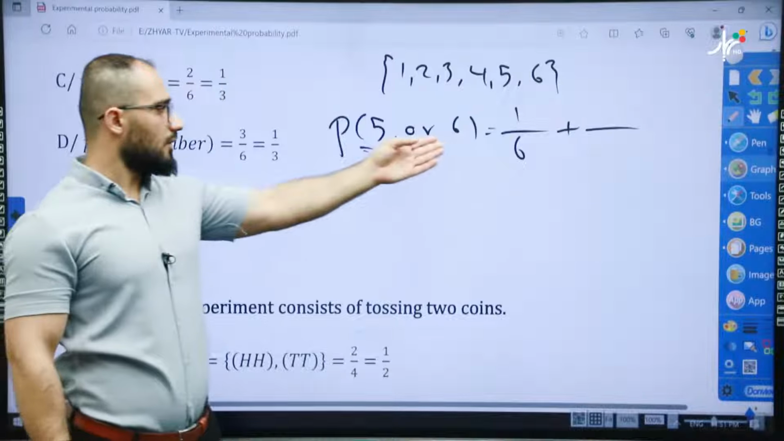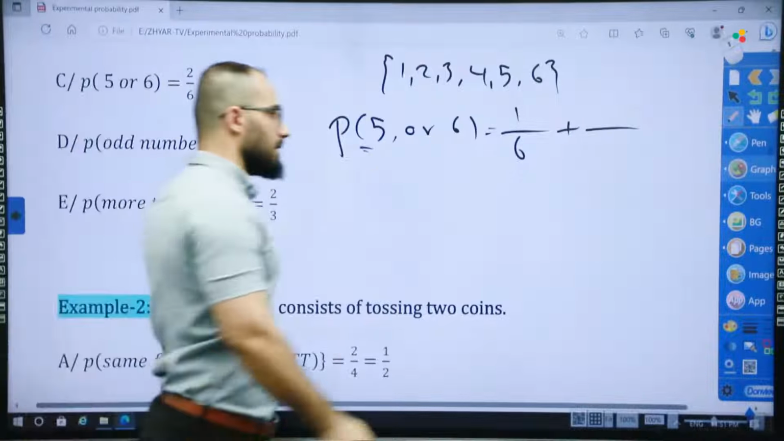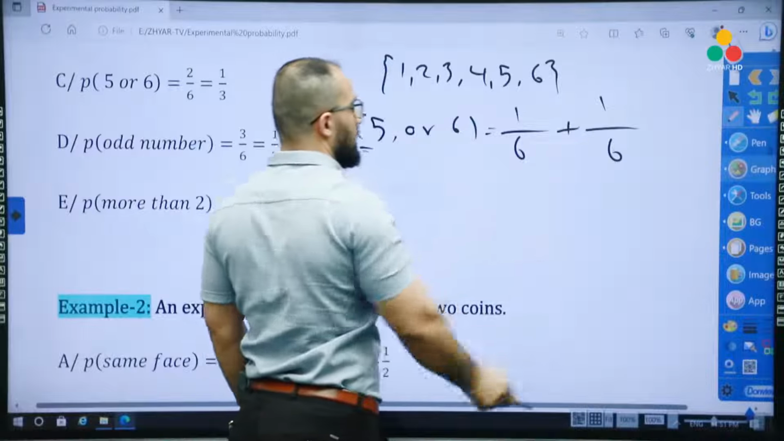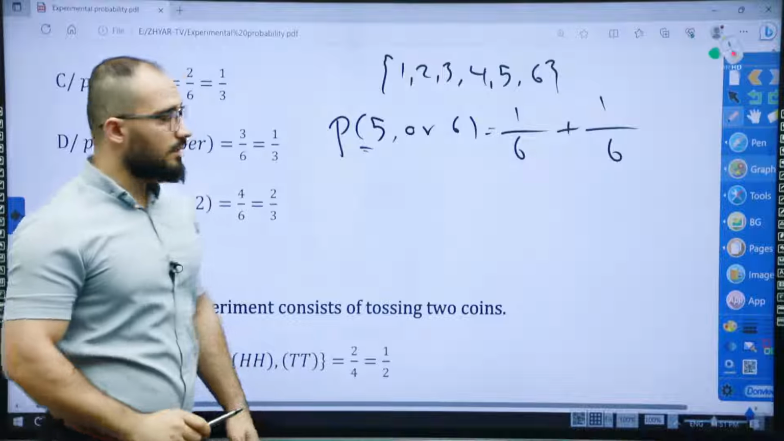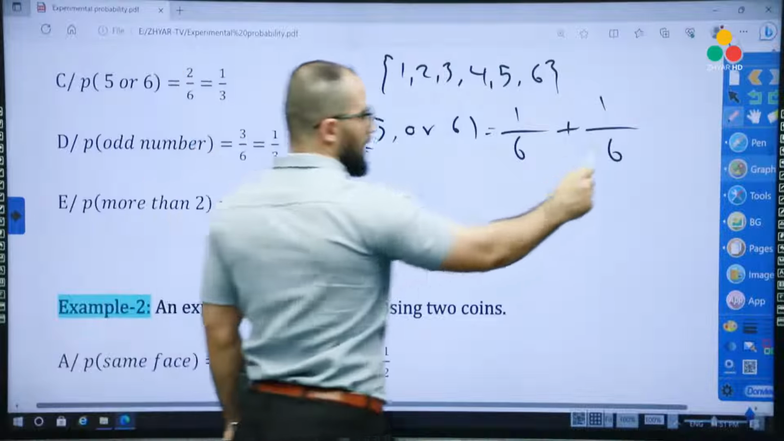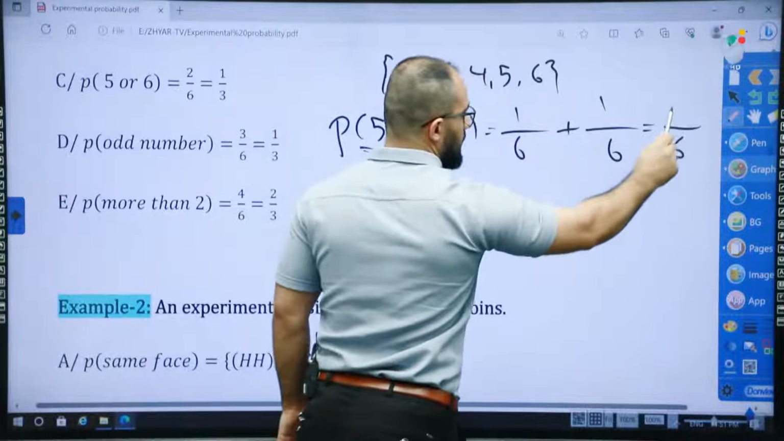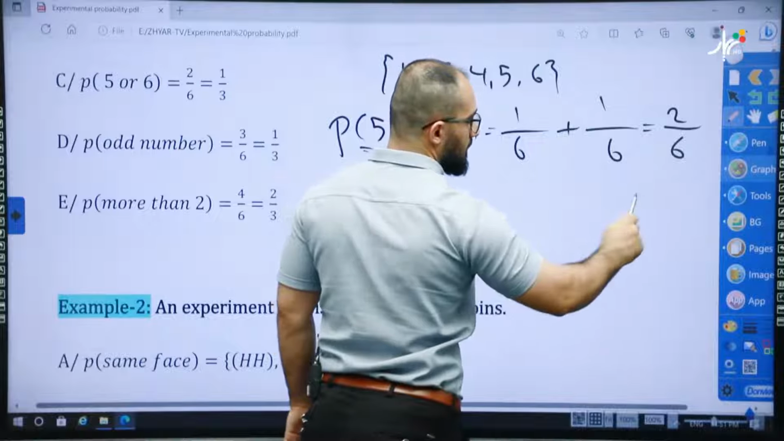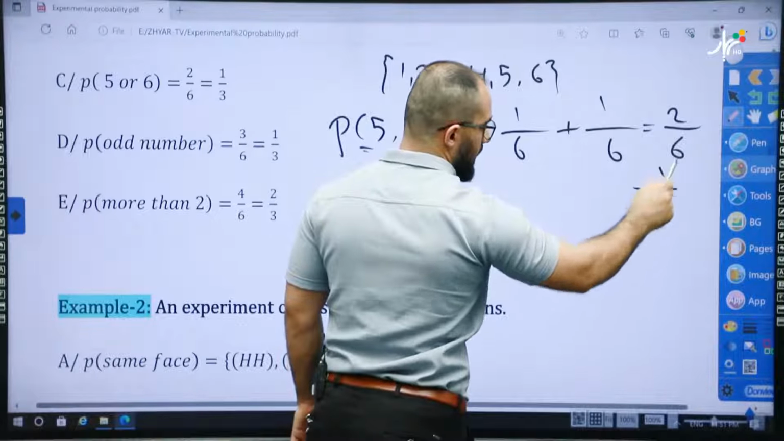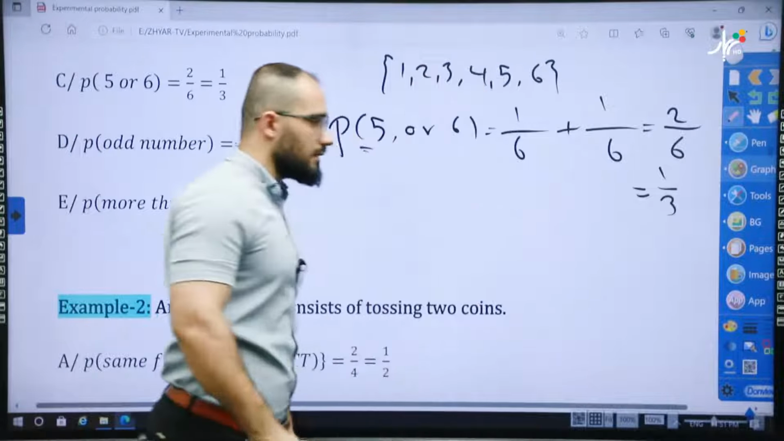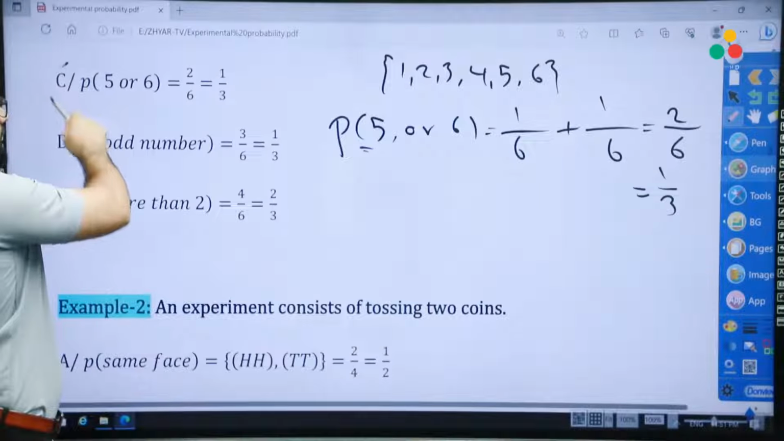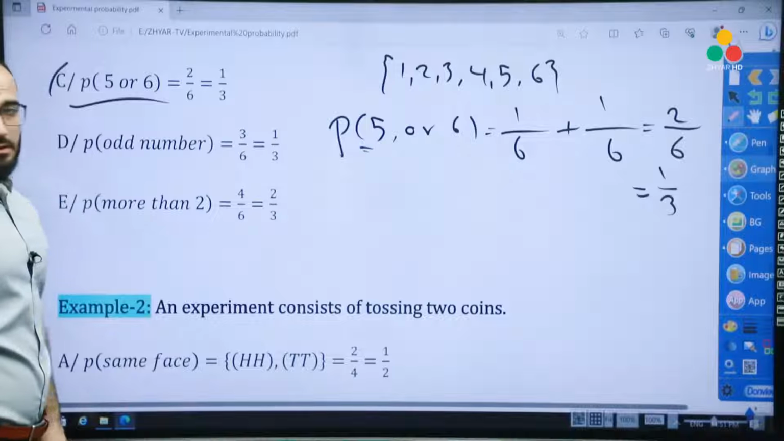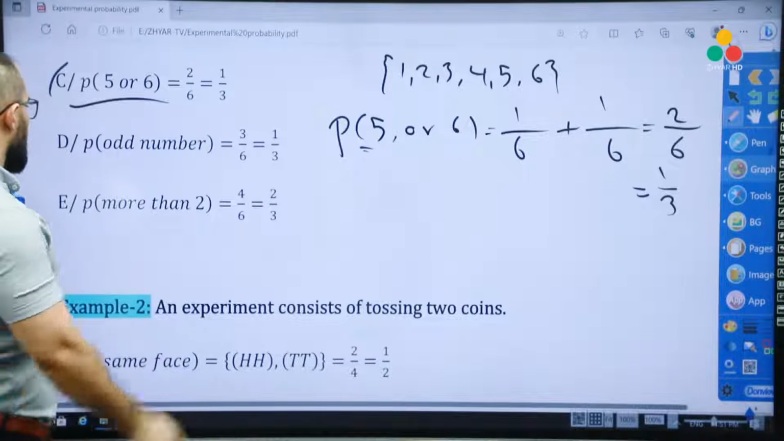what is the probability of 6? Again, it is 1 over 6. Out of 6 results, 6 is repeated only 1 time. Then if you add them up, it's going to be 2 over 6. Simplified, divided by 2 is 1, divided by 2 is 3, so it is 1 over 3. That's why the probability of 5 or 6 is 1 over 3.